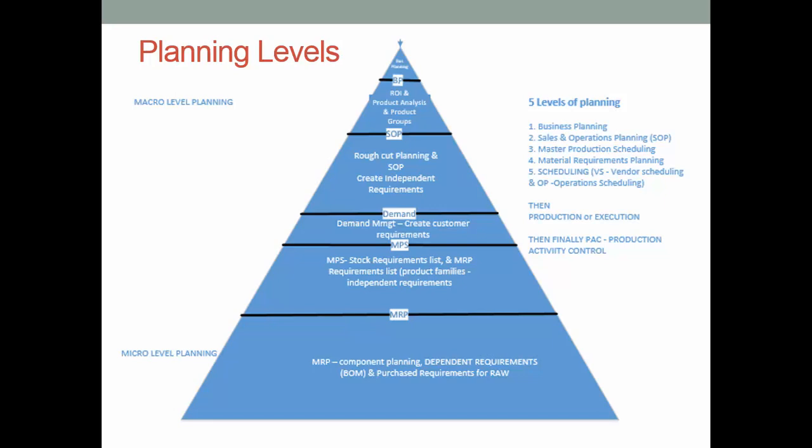And then we have our MPS, which is our master planning schedule, and that looks at the stock requirements list and the MRP requirements list, which is the product families and the independent requirements. And finally, within MRP, that's what explodes the bill of materials, and that would be component planning, dependent requirements, and the purchase of all requirements for raw materials. Now, within SAP, you should also know that MPS and MRP are basically the same tool. They're just run differently. When you run MPS, you run it at a higher level of product groups, and when you run MRP, you're basically exploding the bill of material and running it at the BOM level.